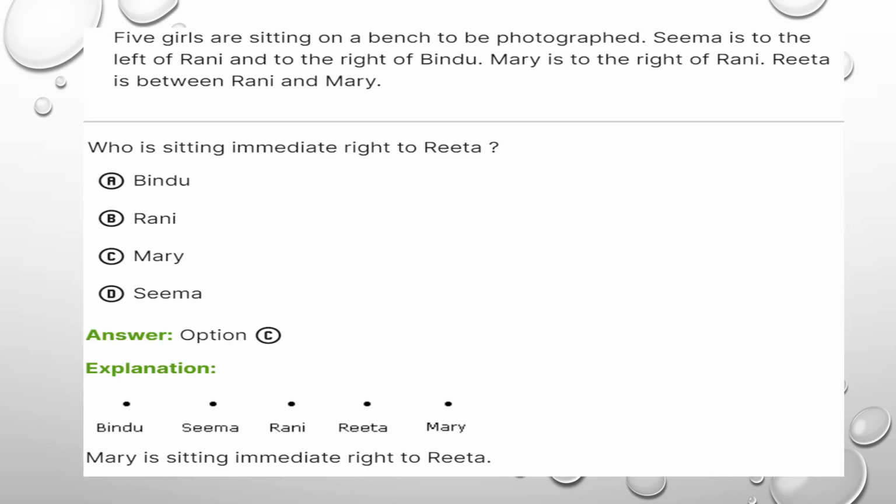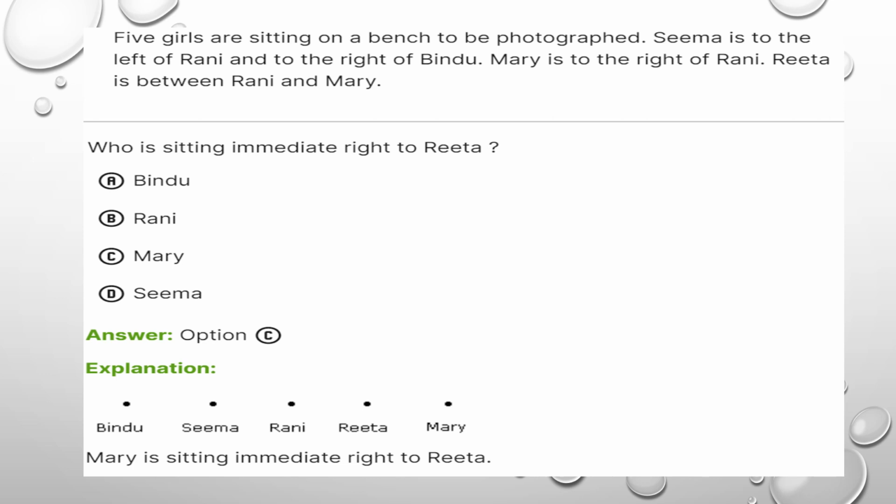Now, going through one more example, 5 girls are sitting on a bench to be photographed. Seema is to the left of Rani and to the right of Bindu. So it means that the immediate neighbors of Seema are Bindu and Rani. One is to the left, one is to the right. So these 3 positions are confirmed now.